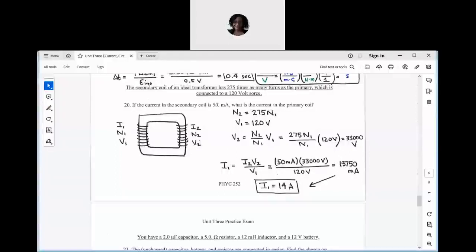I plugged this in. I got a current in milliamps. And then at this point, I converted to amps. However, if you just applied the correct number of sig figs and you left this in milliamps, that would be a fully correct answer on an exam.